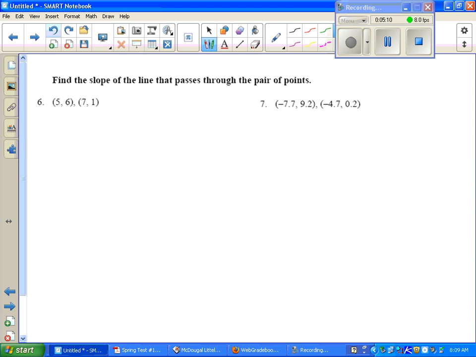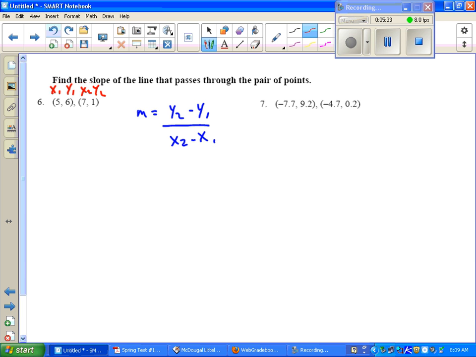Number 6, we're finding the slope of these two lines, number 6 and number 7. Your slope formula is the change of y, so y sub 2 minus y sub 1, over the change of x, x sub 2 minus x sub 1. The easiest way to do that is to label your points. 5, 6 will be x sub 1, y sub 1, and 7, 1 will be x sub 2, y sub 2. Plug your values in.